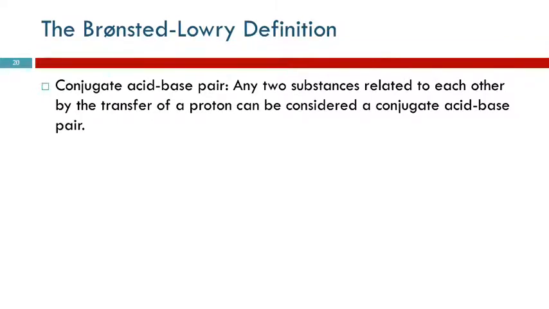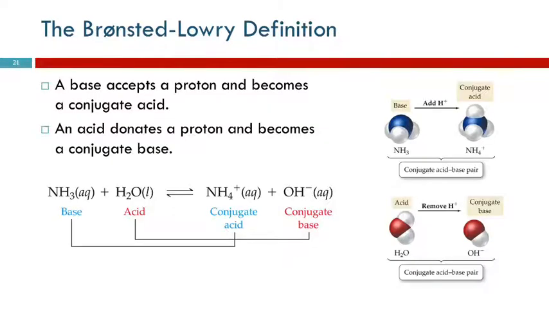So a conjugate acid-base pair is any two substances related to each other by the transfer of a proton. Here we have ammonia. If we add a hydrogen to it, it becomes ammonium, NH4 plus. This is a conjugate acid-base pair. Here's water. If we remove a hydrogen ion from it, it becomes hydroxide ion. This is a conjugate acid-base pair.